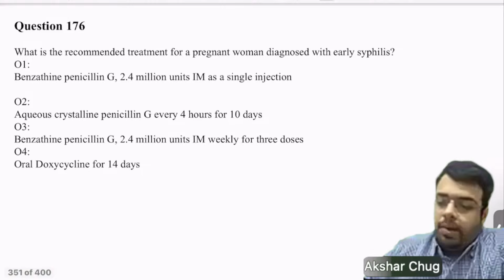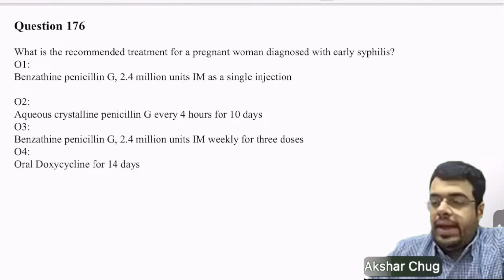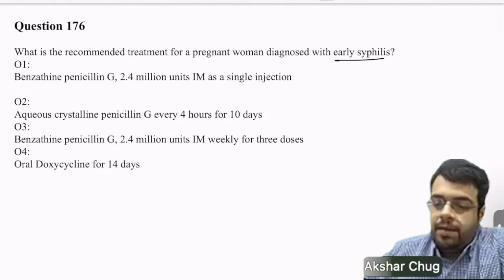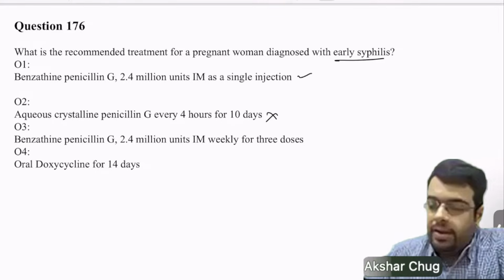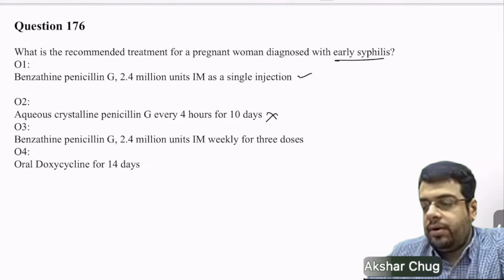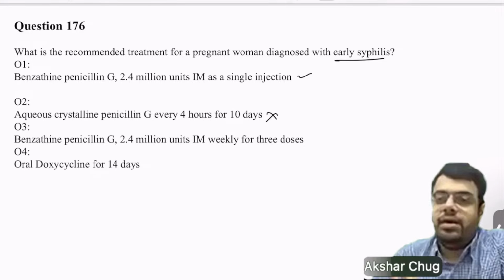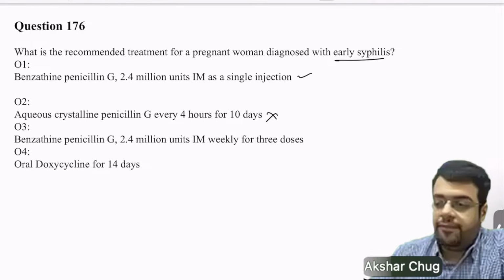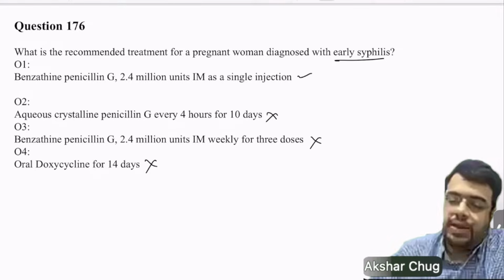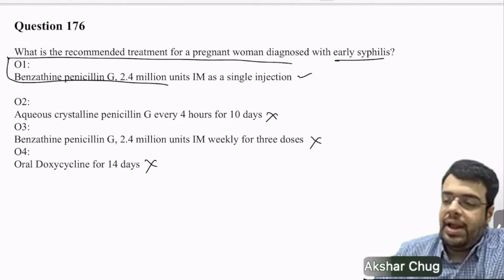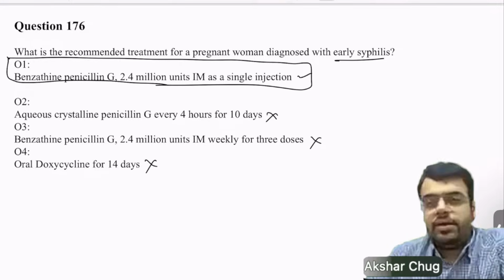What is the recommended treatment for a pregnant woman diagnosed with early syphilis? Benzathine penicillin 2.4 million, single injection. This seems to be correct. Aqueous crystalline penicillin is used in neurosyphilis. This is the incorrect statement. Benzathine 2.4 million, 3 doses, is again for secondary and tertiary syphilis, so this is incorrect. Oral doxycycline is again incorrect. So benzathine penicillin, single injection, will be the correct statement.